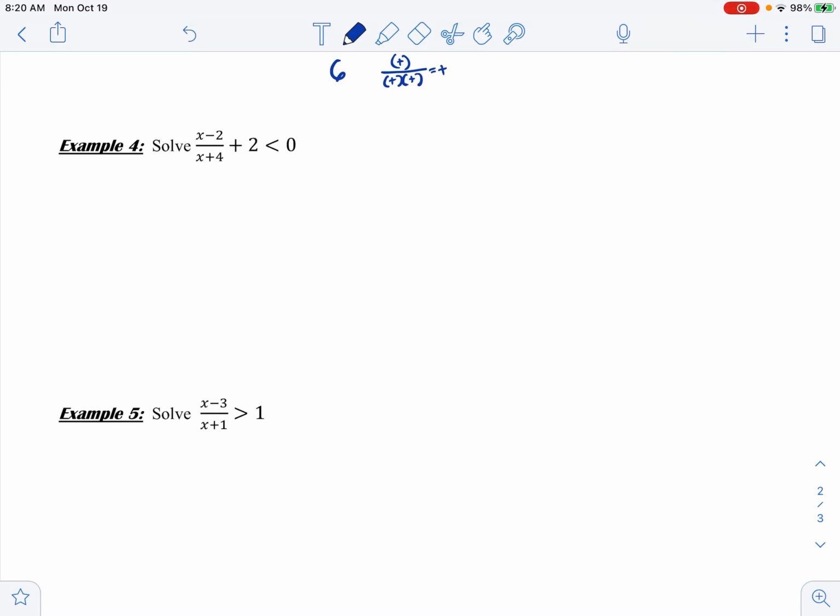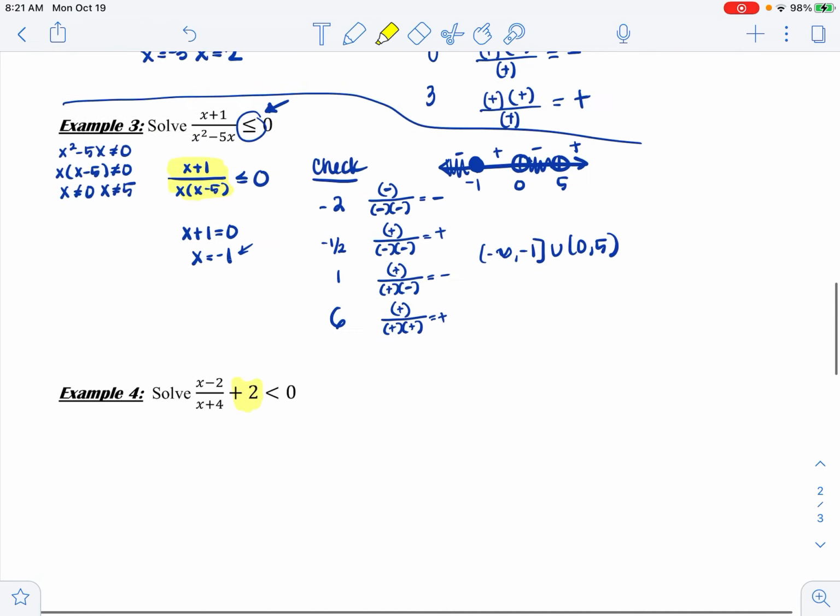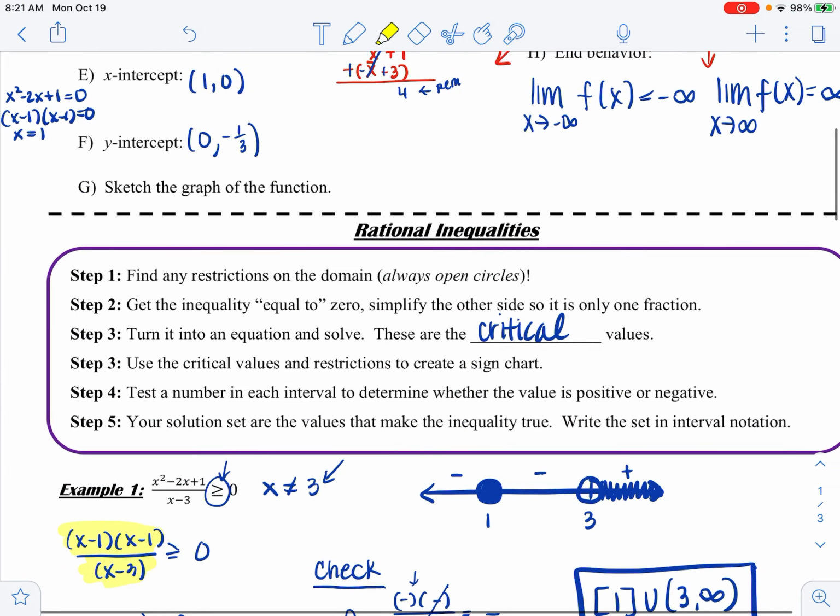Okay, the last two you should be looking at and saying, that looks different. What's making this look different on example 4? There's a +2 right here, all right? What's making example 5 look different? There's a 1 right here, all right?